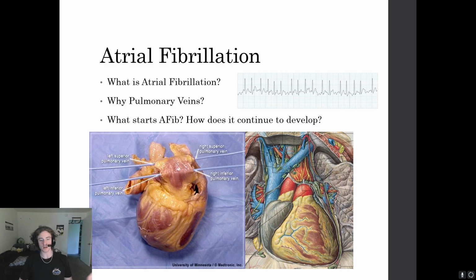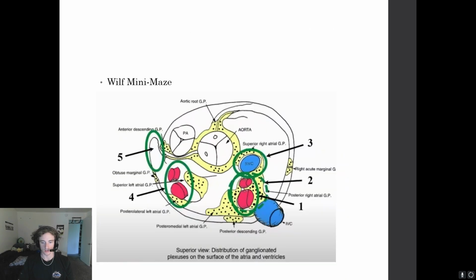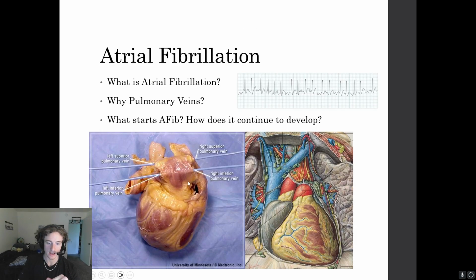Now, we talked about this a little bit when talking about the GPs, and we saw that the ablation is around the pulmonary veins, right? And we know that there's a procedure called pulmonary vein isolation, which is one method for treating atrial fibrillation. So why the pulmonary veins? Well, maybe pause the video and try to think about why the left atrium and the pulmonary veins would be an important site for this.